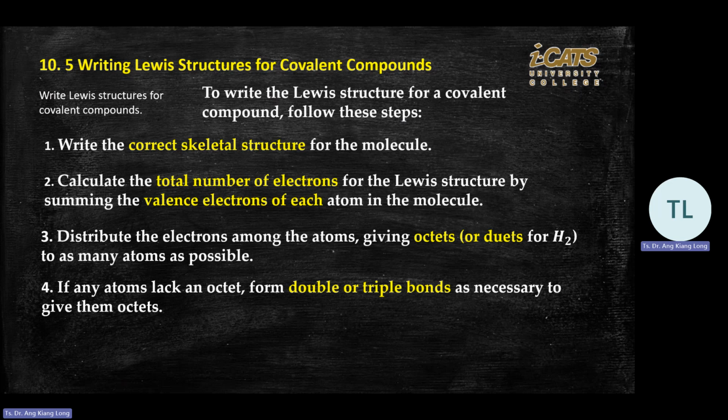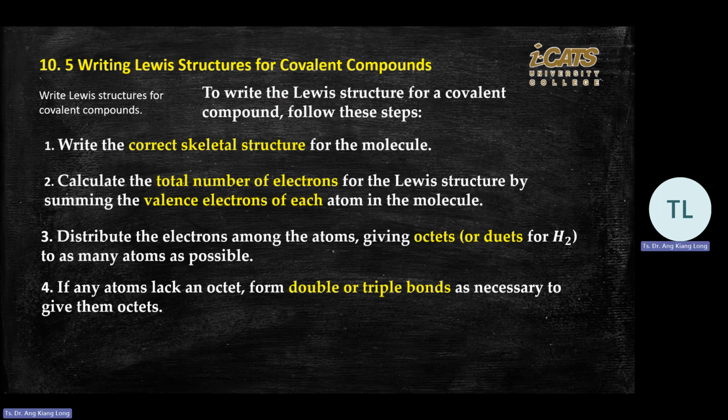For example, for O2, the total valence electrons is 12, because each oxygen has 6 electrons. So the second step, you count the total electrons when you combine to become a compound. Right. So for the second step, you don't need to write the whole sentence in the test. You just need to give me step number 2, calculate the total number of electrons. That also can. I'm looking for the keyword. Okay. Or total number of valence electrons.